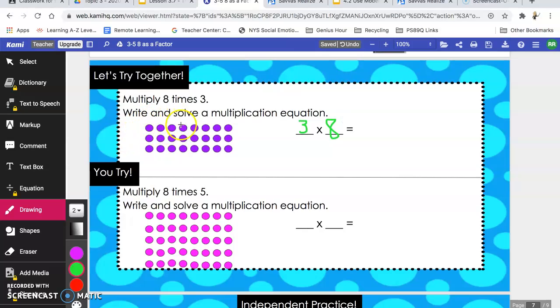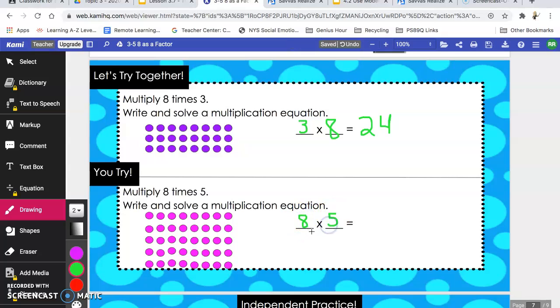1, 2, 3, 4, 5, 6, 7, 8, 9, 10, 11, 12, 13, 14, 15, 16, 17, 18, 19, 20, 21, 22, 23, 24. 3 times 8 equals 24. Go ahead and multiply 8 times 5.